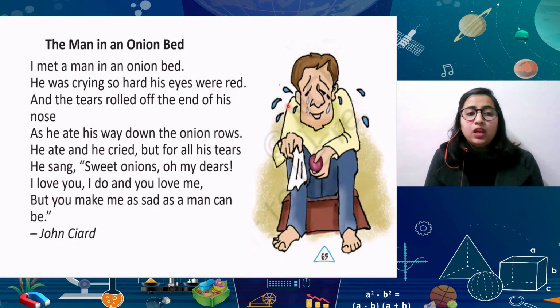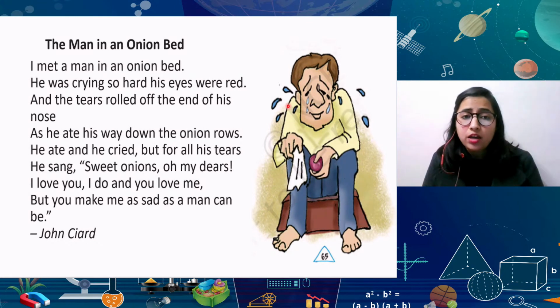So, we have our poem, The Man in an Onion Bed. I met a man in an onion bed. He was crying so hard, his eyes were red, and the tears rolled off the end of his nose as he ate his way down the onion rows. He ate and he cried, but for all his tears he sang, sweet onions, oh my dears, I love you, I do, and you love me, but you make me as sad as a man can be. So this was a poem.